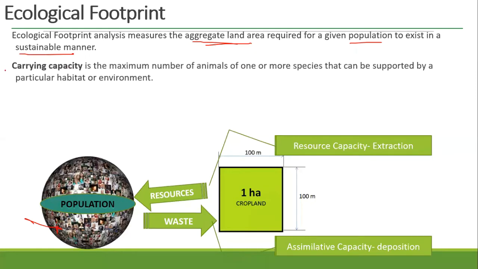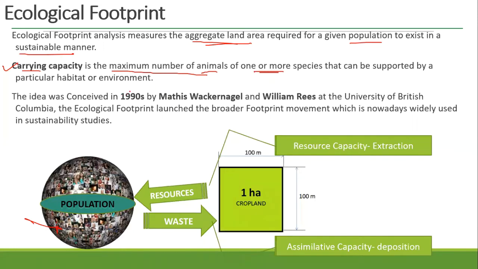And there is one more term called carrying capacity. This is the maximum number of animals or species, one or more species, that are accumulated in one habitat and which can be supported. They have to be supported for a longer term. So that is called carrying capacity. And this idea was conceived by Mathis Wackernagel and William Rees in the 1990s. And this movement has launched many other footprints, such as water footprint, carbon footprint, and newer ones. This whole footprint movement is there.